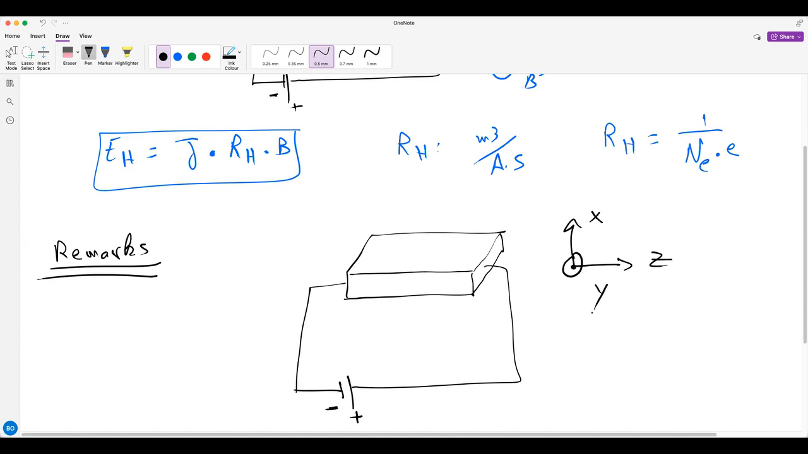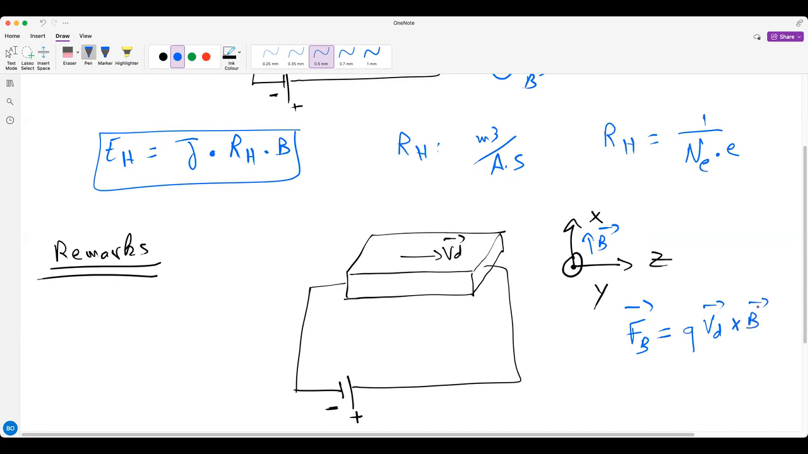Now, if I apply the electric field, of course, the drift velocity is going this way, right? And let's say I apply the magnetic field along the x-axis, and the drift velocity is along the y-axis. What will be the magnetic force? The magnetic force will be the charge of the electron times the drift velocity cross the magnetic field.